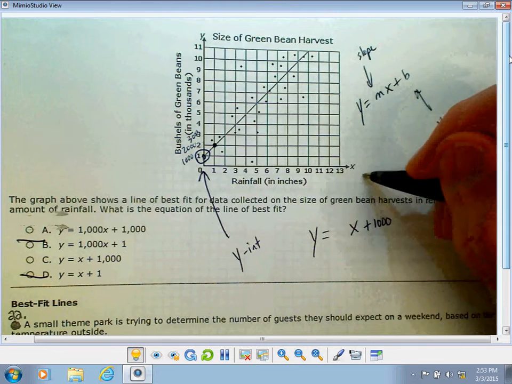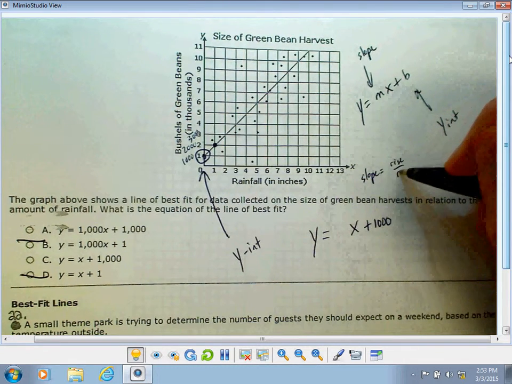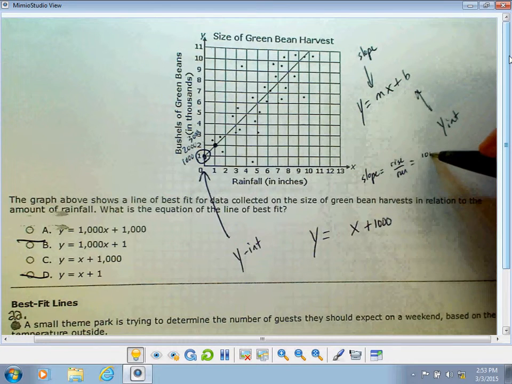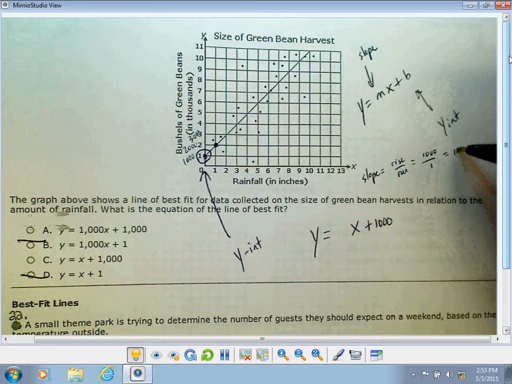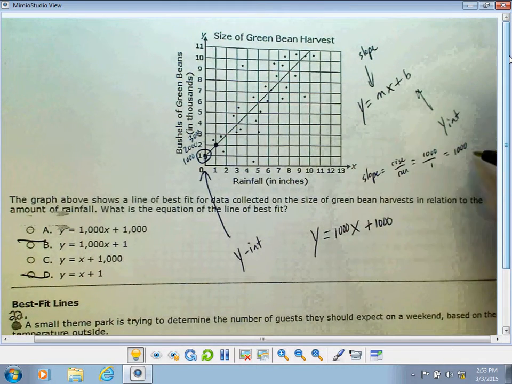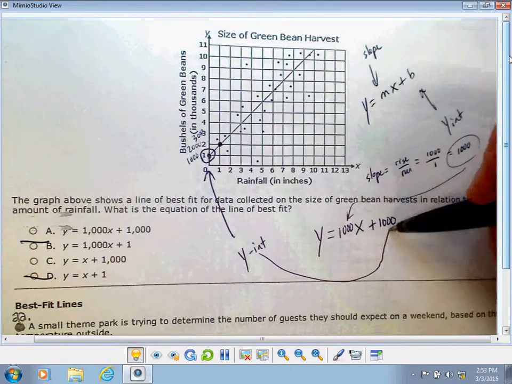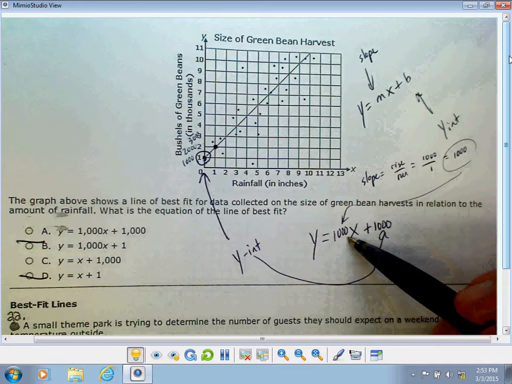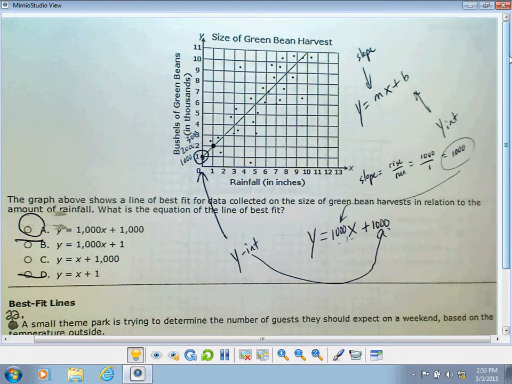So our slope, rise over run, is up 1,000 and over 1, which reduces to just 1,000. So in this equation, the slope goes here, so we have 1,000x plus 1,000. The answer is A.